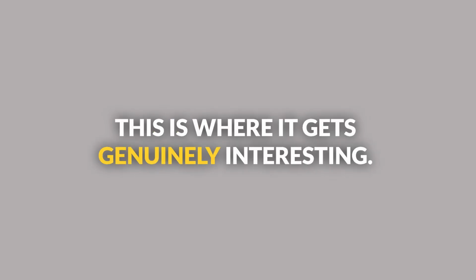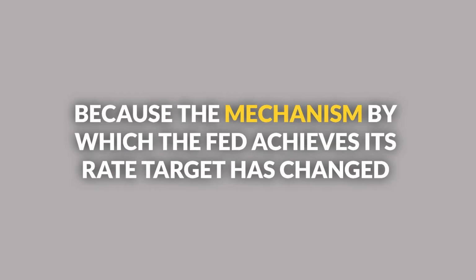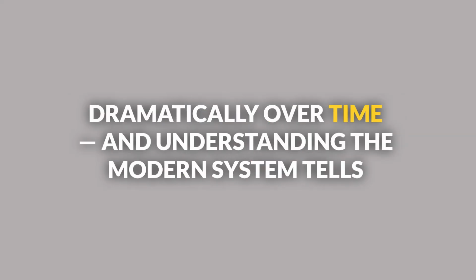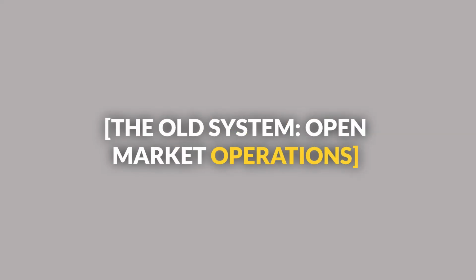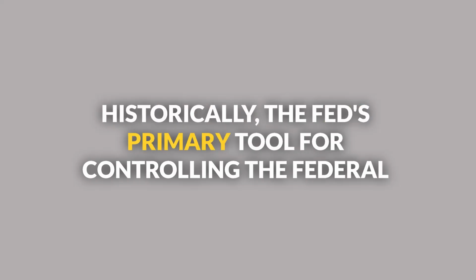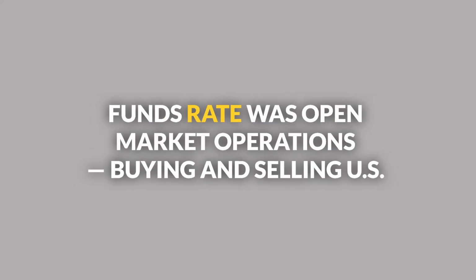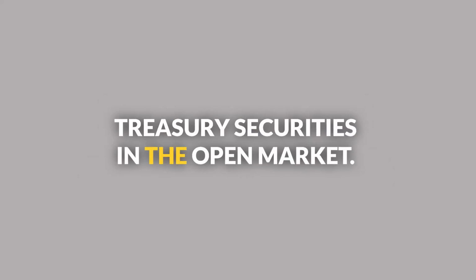This is where it gets genuinely interesting, because the mechanism by which the Fed achieves its rate target has changed dramatically over time, and understanding the modern system tells you a lot about how money itself works. The old system: open market operations. Historically, the Fed's primary tool for controlling the federal funds rate was open market operations, buying and selling U.S. Treasury securities in the open market.